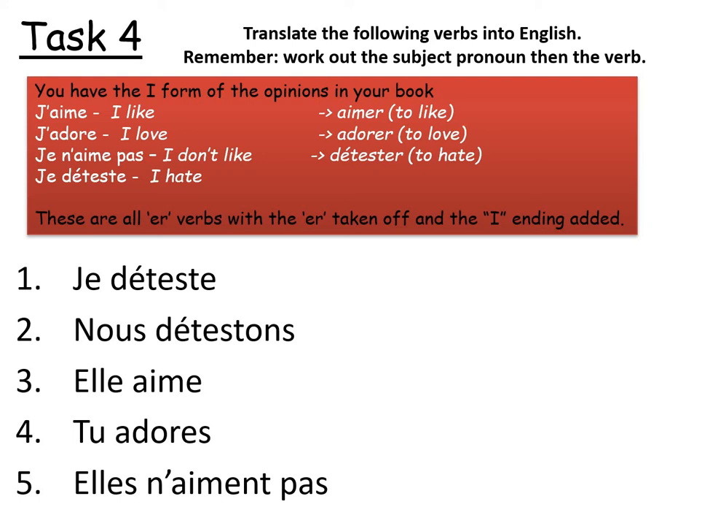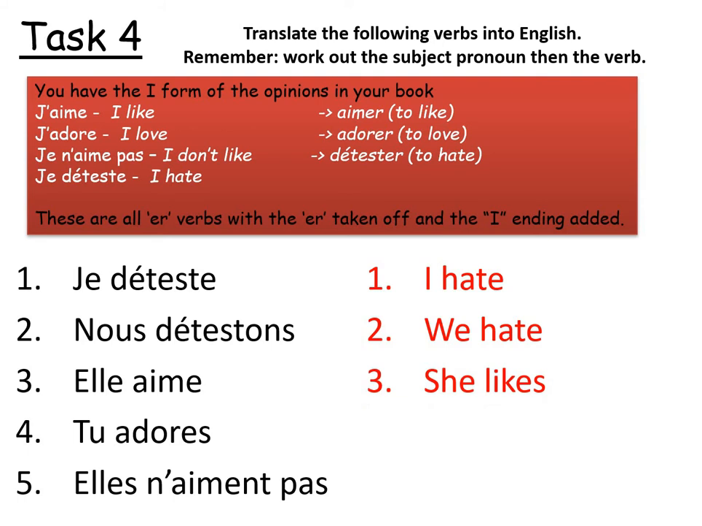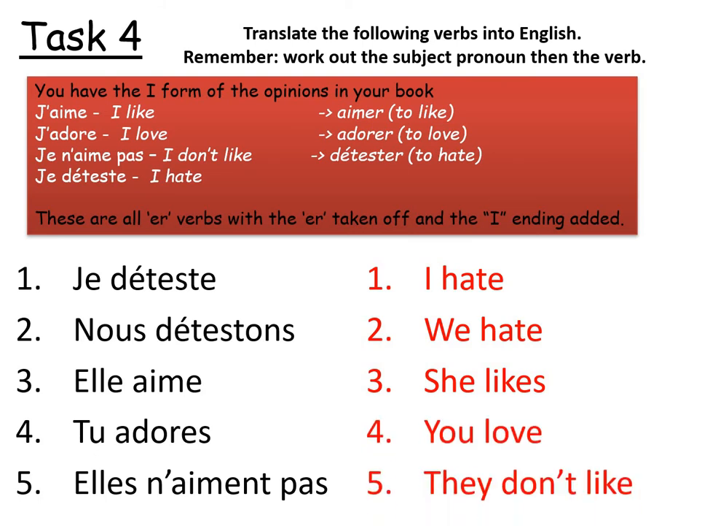Okay, so hopefully we know number 1 because we've learned it before: I hate. Then here the verb looks very similar, but the ending is different because the person is different. And if you look back previously in the lesson or last lesson, we know that nous is we, so we hate. Then instead of j'aime, we've got elle before the M. So she likes. Tu adores, so similar to this, but it's got a different ending because it's got the special ending for tu. You love. And finally, they don't like.